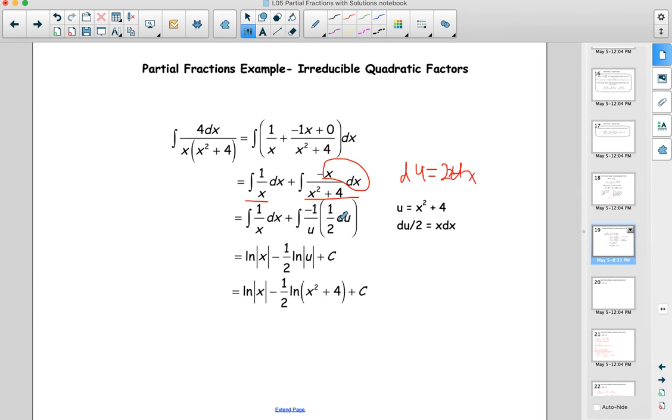And that's what's happened right there. I left the negative where it was. I'm going to replace x squared plus 4 with u. So we may have to use the technique of substitution as well.